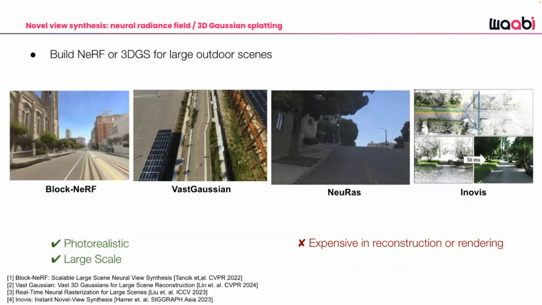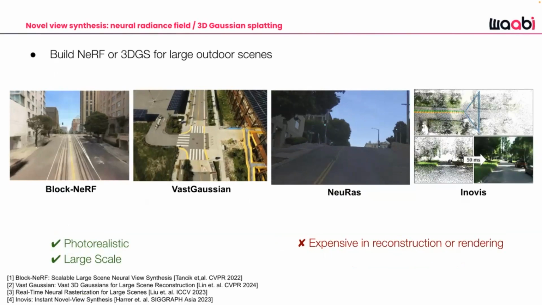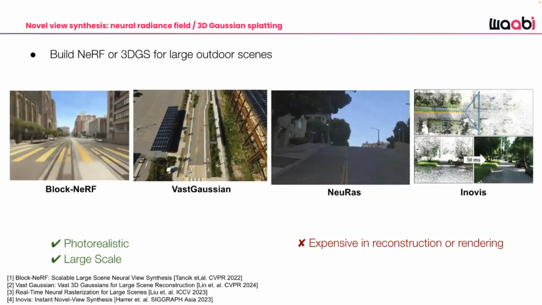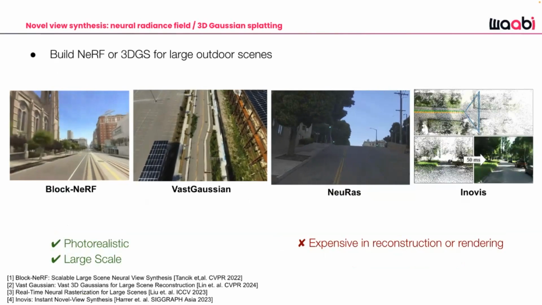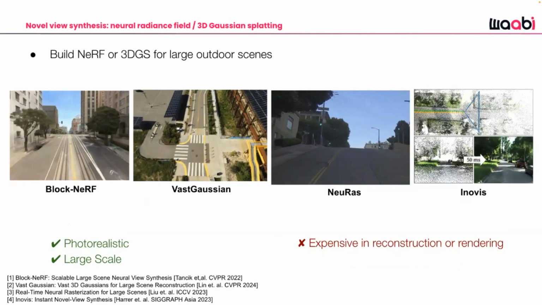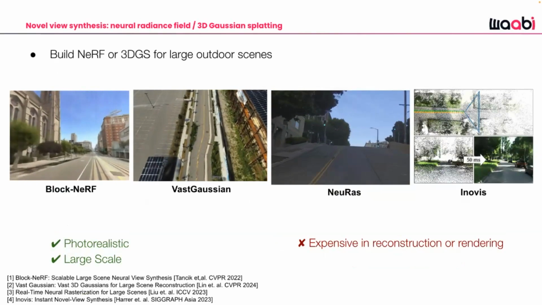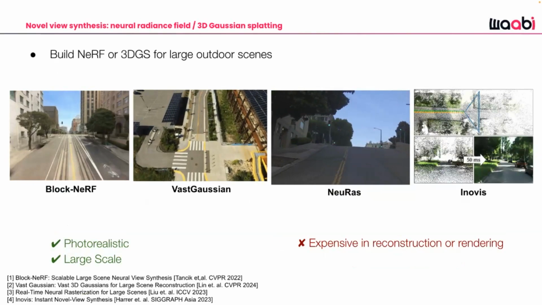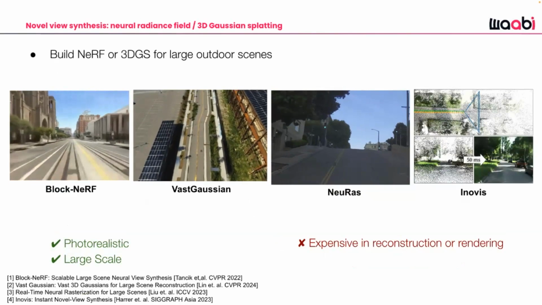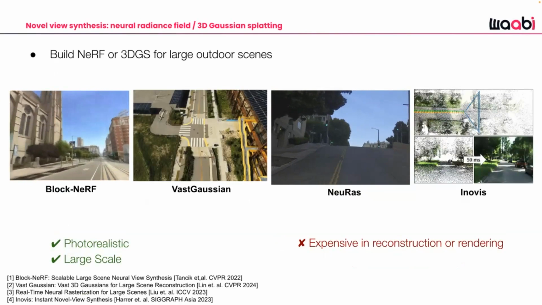Here are some additional works that have been focusing on the novel view synthesis side. Some of them are a bit old now, like Block-NeRF, but there are also some recent works such as Innovis and Neuras that do pretty high quality novel view synthesis through neural rendering and scene reconstruction. But this focuses primarily on the static scene, and there are also the dynamic actors to consider.